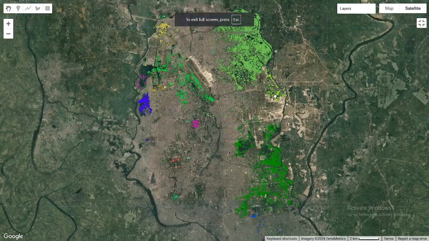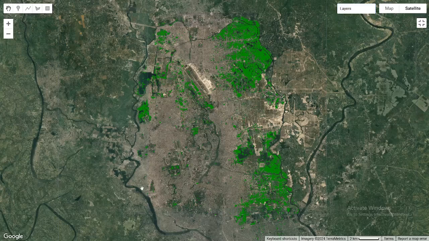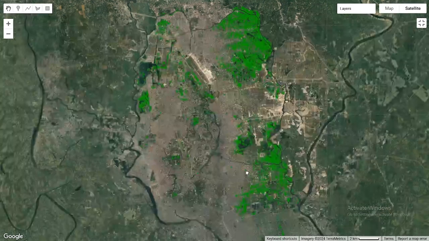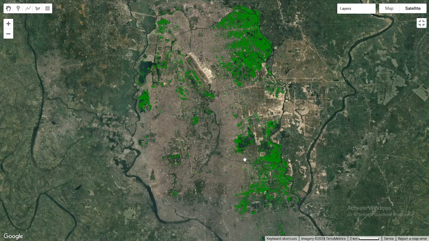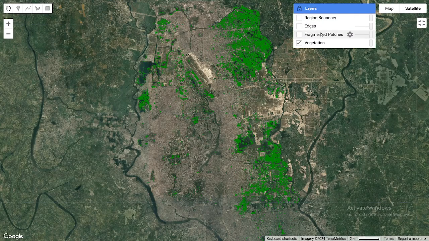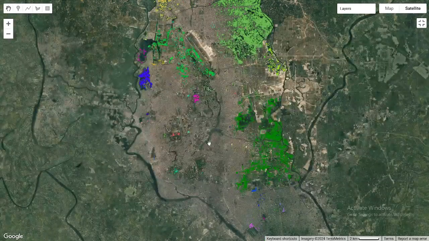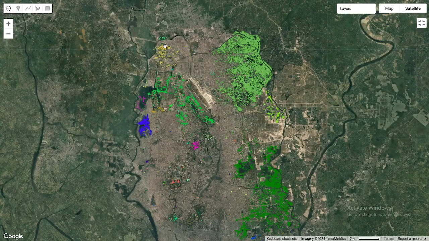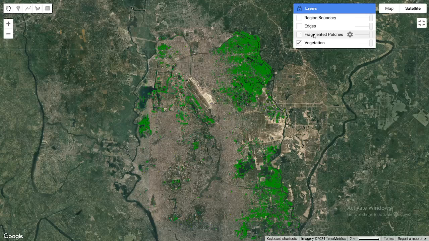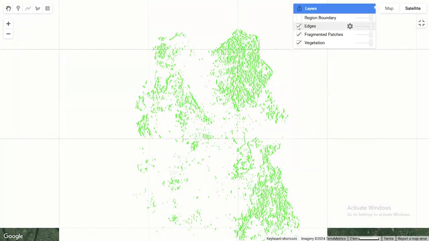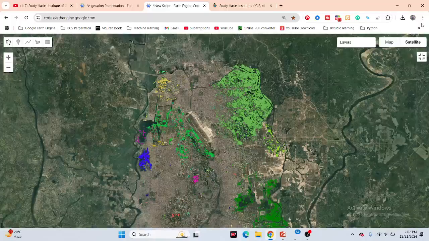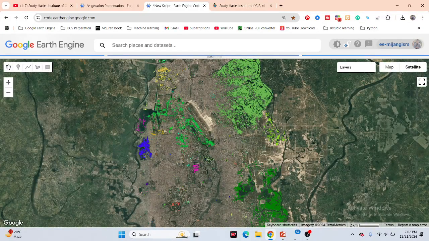First of all, this is my vegetation. If you want, you can use different vegetation indices such as NDVI or EVI, then simply apply a threshold technique and separate the vegetation. Further, we try to calculate the fragmented patches. So we can get this type of distinct vegetation for my study area. Then we also calculate the patch number, and this is our study area. I will explain the code, and I hope you can easily get the idea of how to work with vegetation fragmentation.